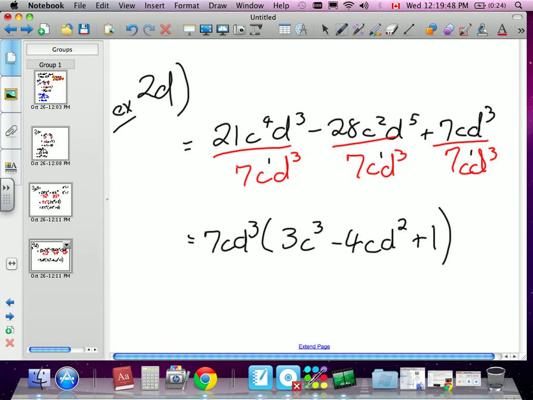So our answer, this is our greatest common factor. And inside the brackets, we had 3 times c to the power 3 minus 4 times c times d squared plus 1.